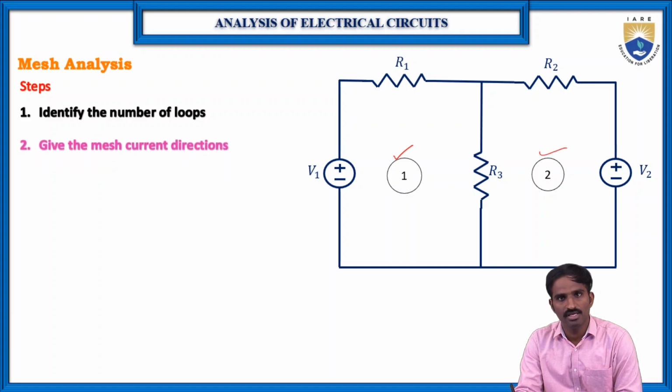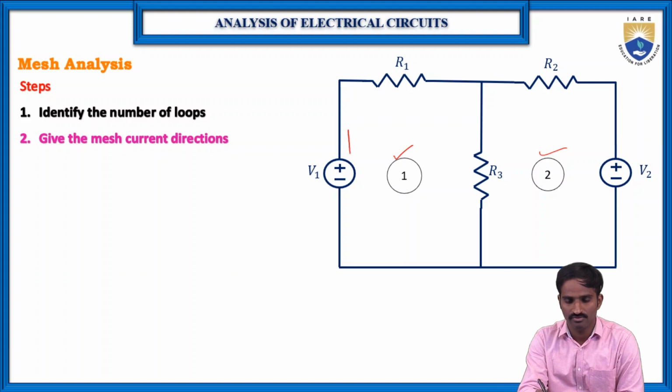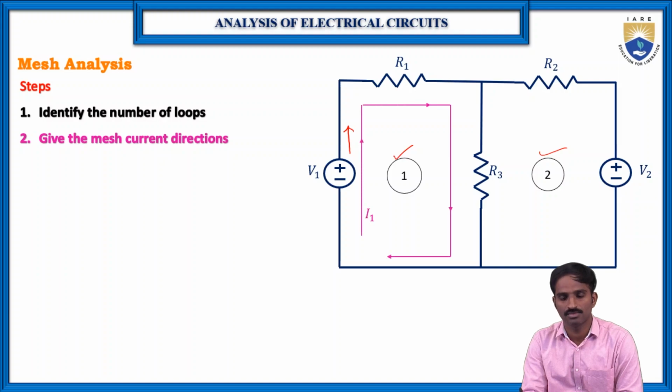The next step is to give the mesh current directions. Here we should take care about the direction of the mesh currents. Based on what criteria should we give the direction of the current in each mesh? That depends on the polarities of the voltage. The current direction is usually taken from high potential to low potential, where plus is the high potential and minus is the low potential. So the current direction starts from here, flows like this, starting from high potential to this low potential.